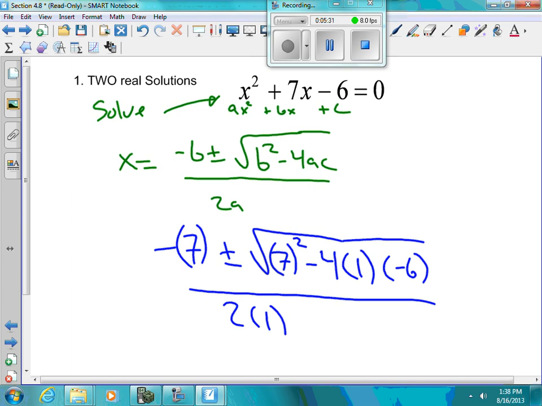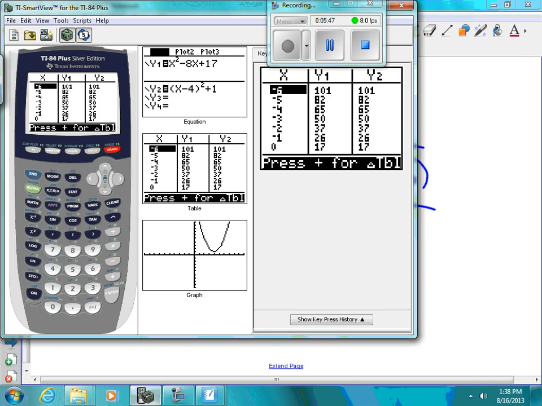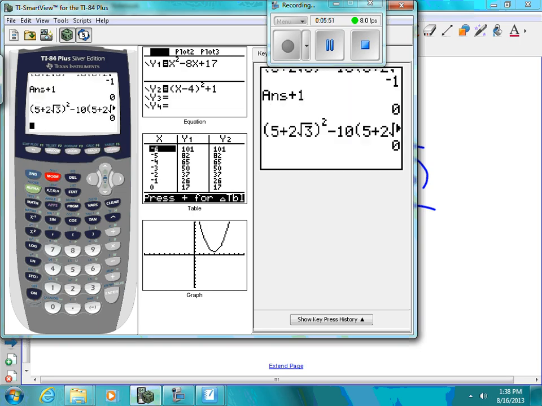So all I did is find what A, B, and C were from my equation, plug them in, and now I just have to do some simplifying. I would start by simplifying the square root part. Don't put the square root in your calculator. I'm going to show you how to do this. We're just going to work with the part under the square root sign. We're going to have a special name for that in a minute.